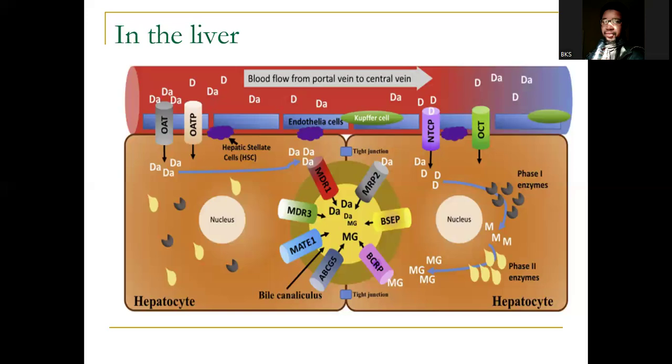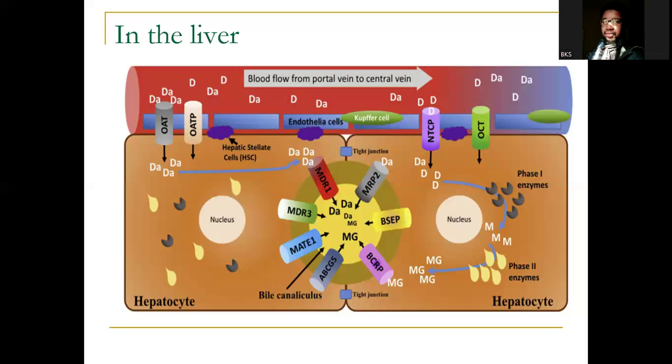These export transporters include the multi-drug resistance protein family, multi-drug resistance 1, multi-drug resistance 3, MATE1. You can see ABCG5, BCRP, the breast cancer resistance protein, the bile salt export pump, and MRP2, which is multi-drug resistance protein 2, etc. So all these transporters are involved in transporting these substances out as export transporters.